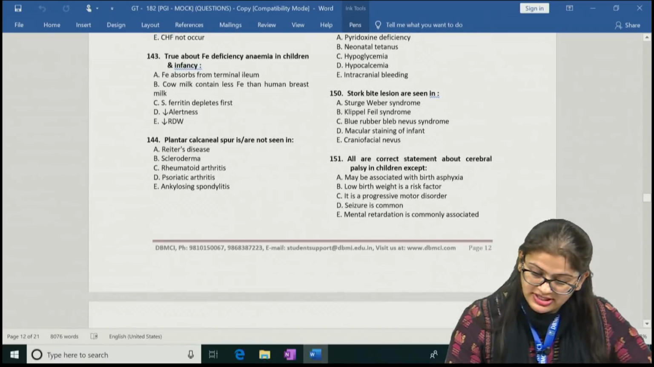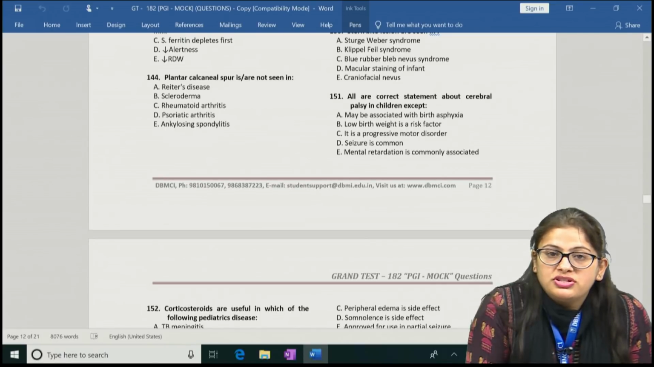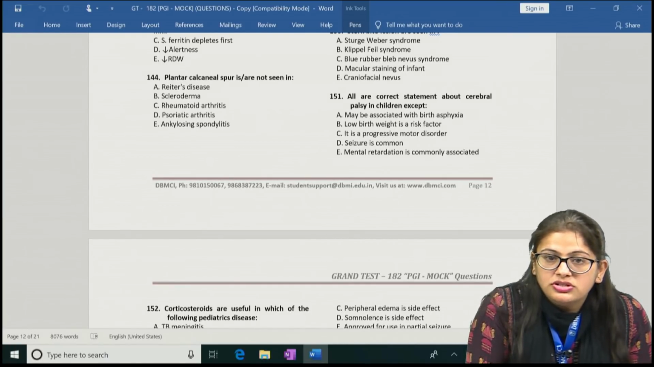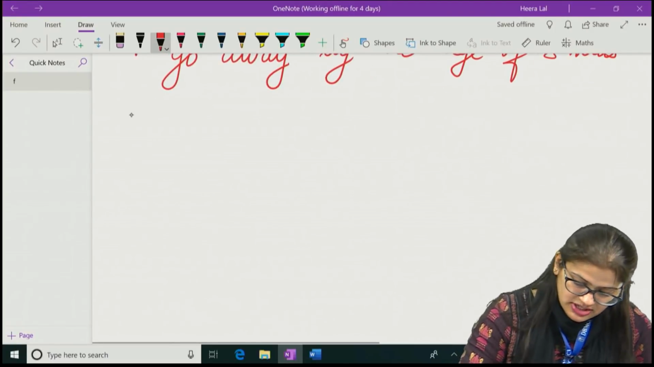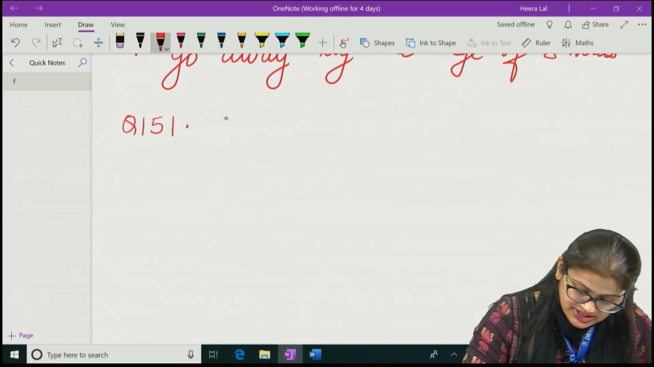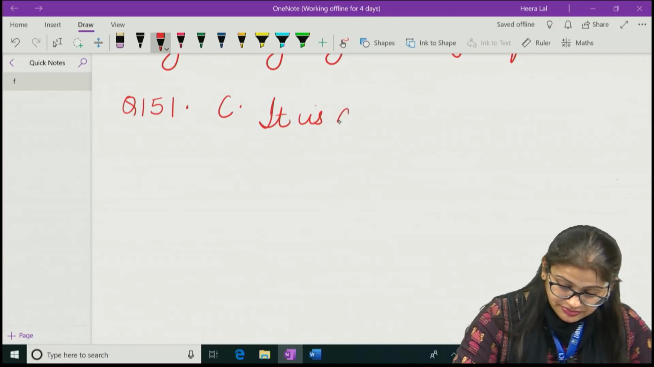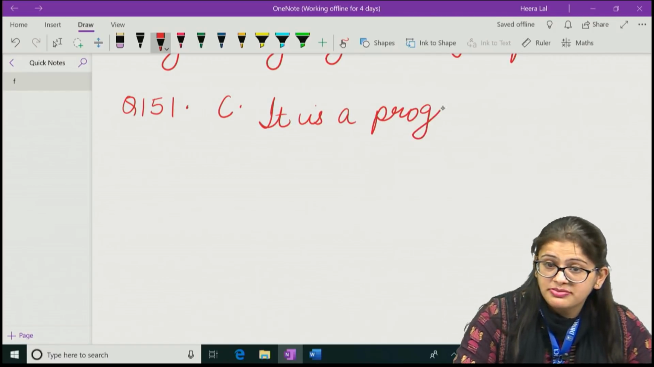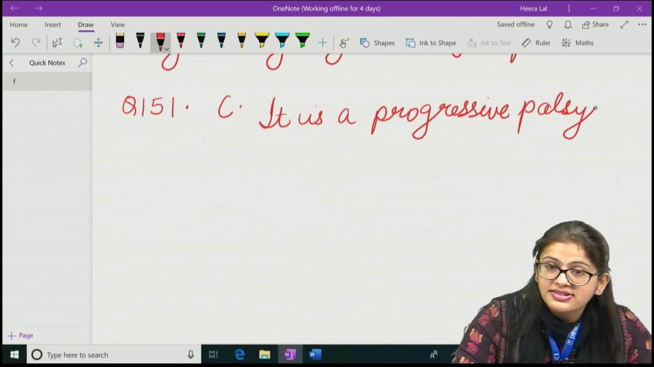So now we come on to question number 151, and question number 151 is, all are correct statements about cerebral palsy in children except: may be associated with birth asphyxia, low birth weight is a risk factor, it is a progressive motor disorder, seizures are common, mental retardation is commonly associated. So the correct answer to question number 151 is C. It is a progressive disorder, so this is a false statement about cerebral palsy. Cerebral palsy is a non-progressive disorder.